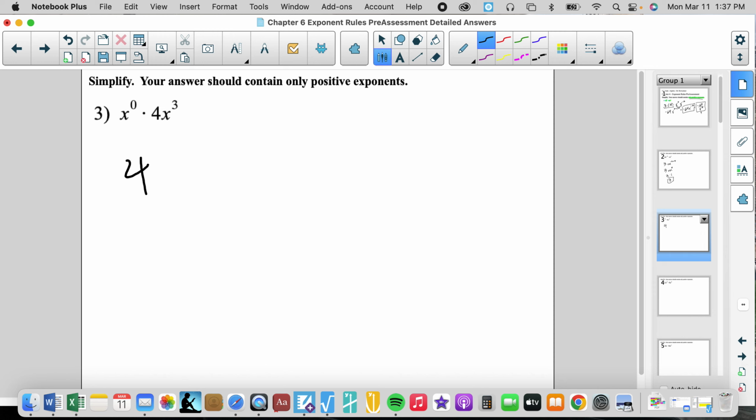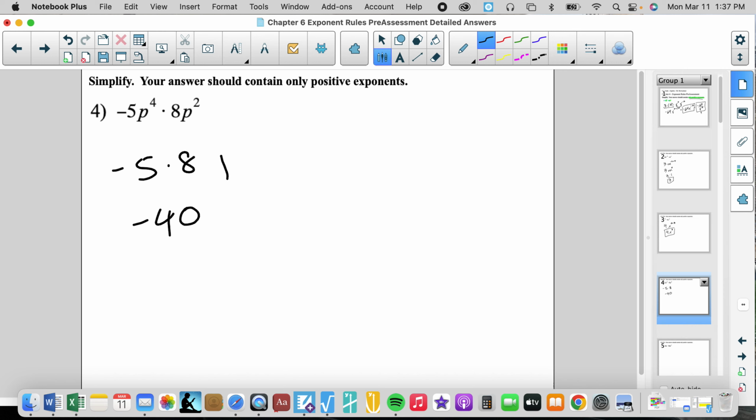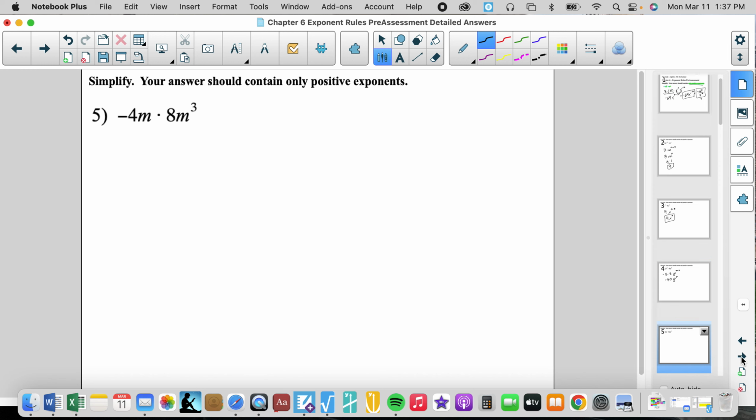Coefficients, we only have 1. I mean, there is a 1, but 4 times 1. X to the 0 plus 3. So we get 4x to the third. Negative 5 times 8 is negative 40. We have p to the 4 plus 2, which is p to the 6th. And yes, it can be this easy. It should be this easy. 1 plus 3. Negative 32 m to the 4th.